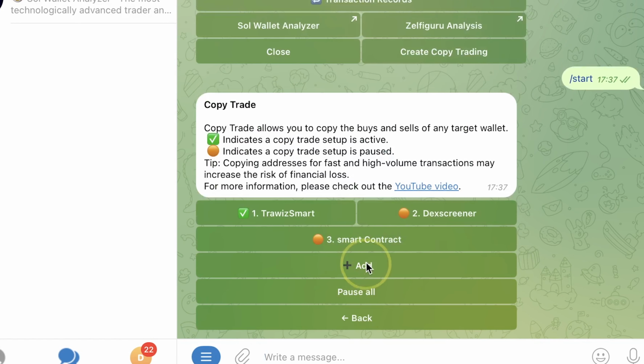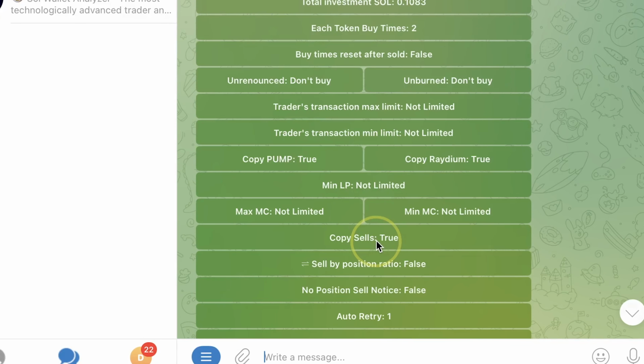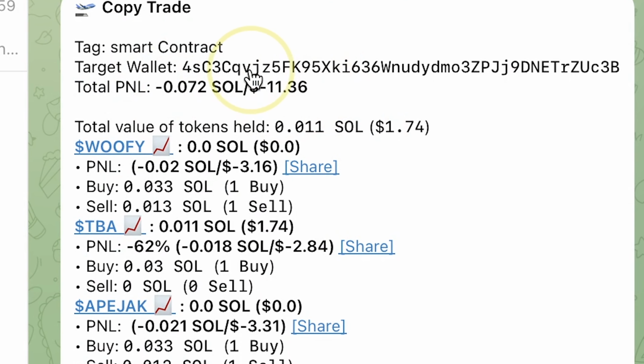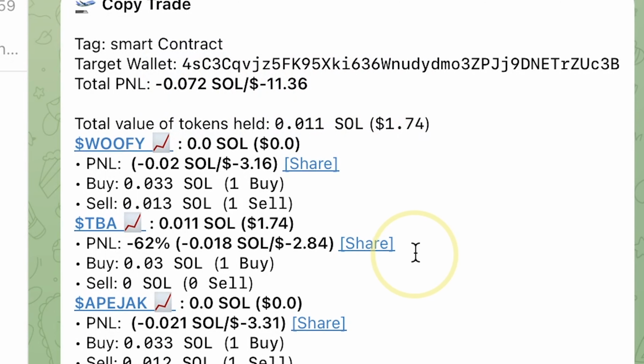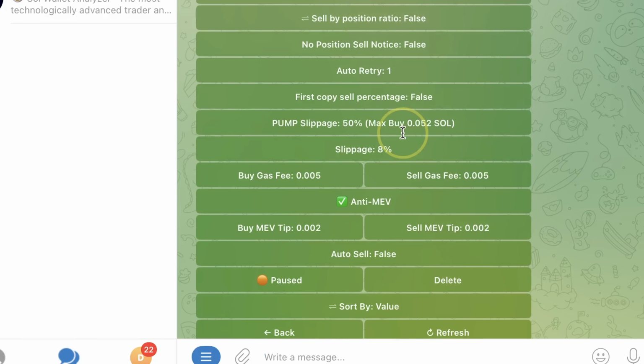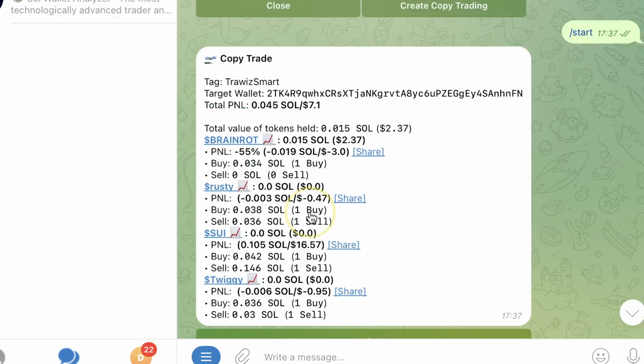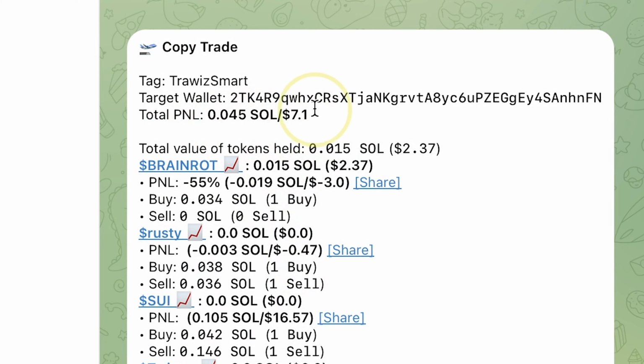If I go to the other one, the one I got through the smart contract, you can watch that video again. You can see this is where I actually lost money, because I lost $11 from its transactions, and that is why I went ahead and paused it. Then the other one is the one given to me by the TradeWiz smart contract. If I click on it, you can see I made $7 from this particular wallet since I made that video. It has made some positive trades, it has also made some negative trades.